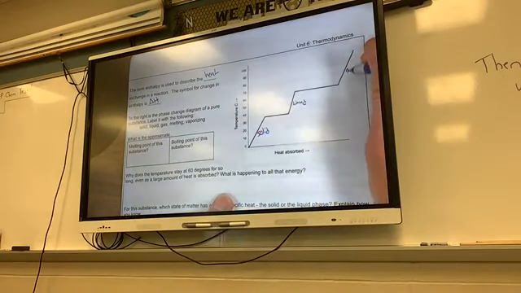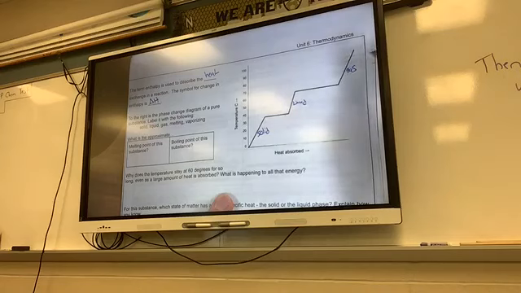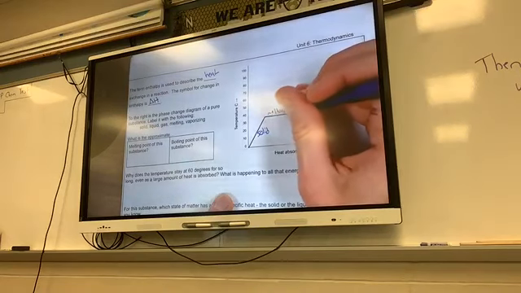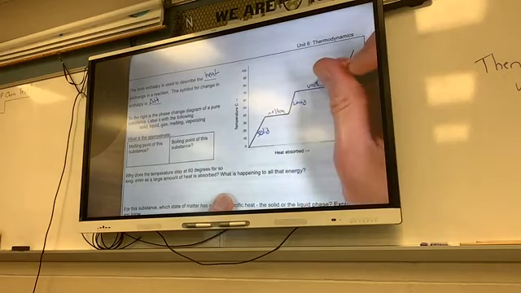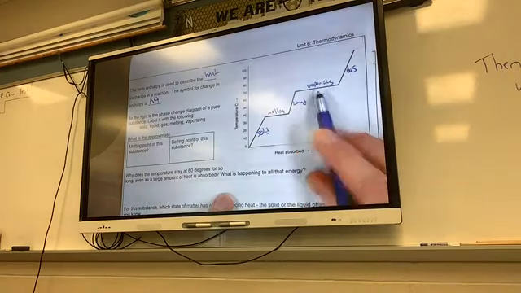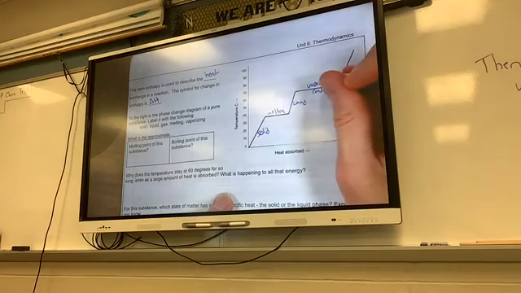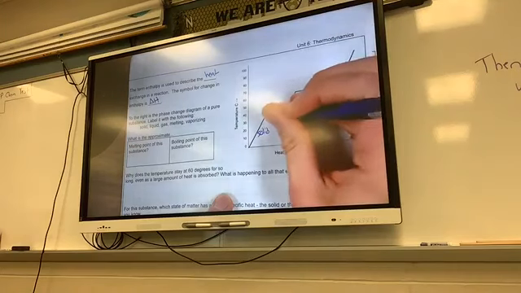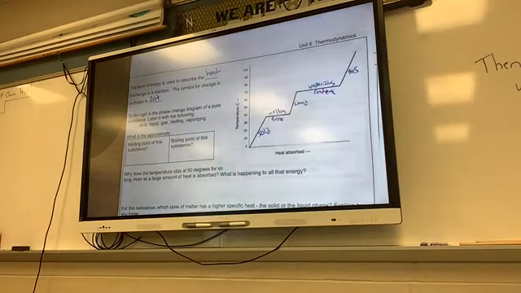Liquid, gas, melting, vaporizing. And if you're going the other way, what would be on the other side of this? Condense, or freeze/solidify. Yep.